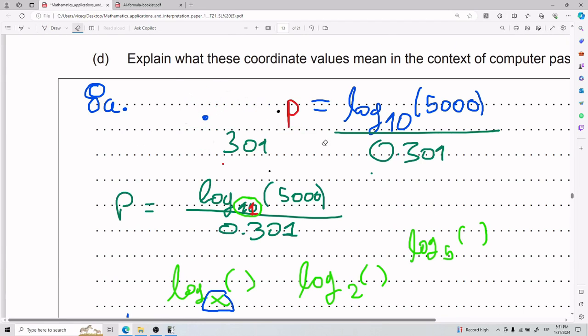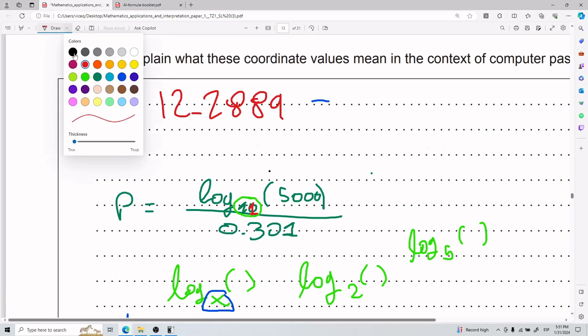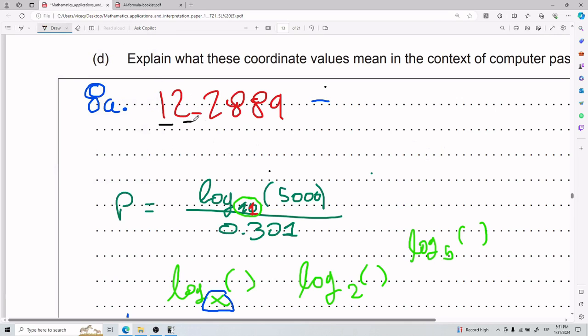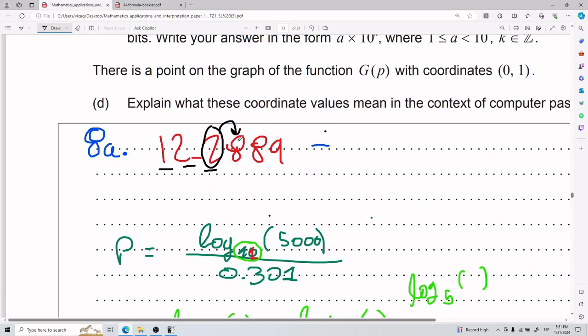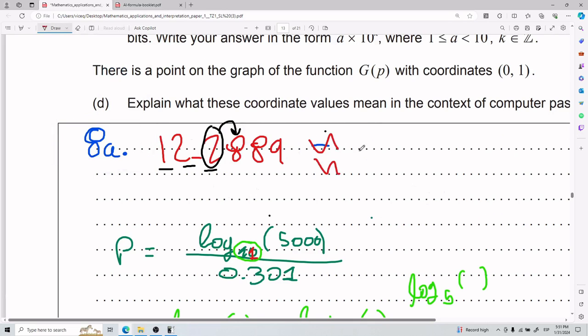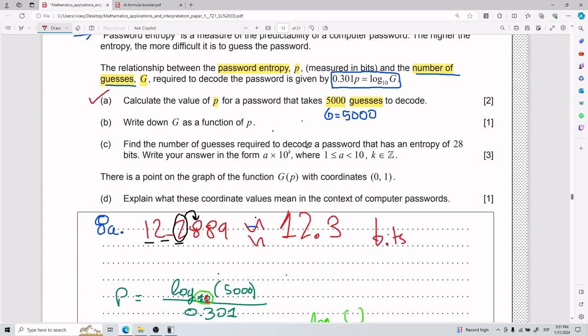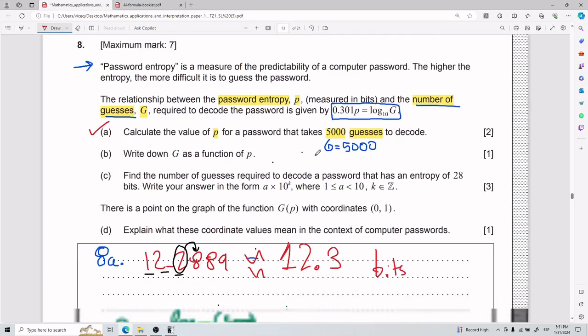Part A, 8A is going to be, as we see in this calculator, 12.2889. If you want to leave it in significant figures, what you do is that you count 1, 2, 3. The third one to the right, should you round it up or down? You do round it up because it is 5 or above, in this case 8. So the significant figures following the mark scheme, actually, it's going to be 12.3. 12.3 what? Don't forget your units, bits. All right, so that is part A. We talked a lot about logs, but it's going to be helpful down the road.